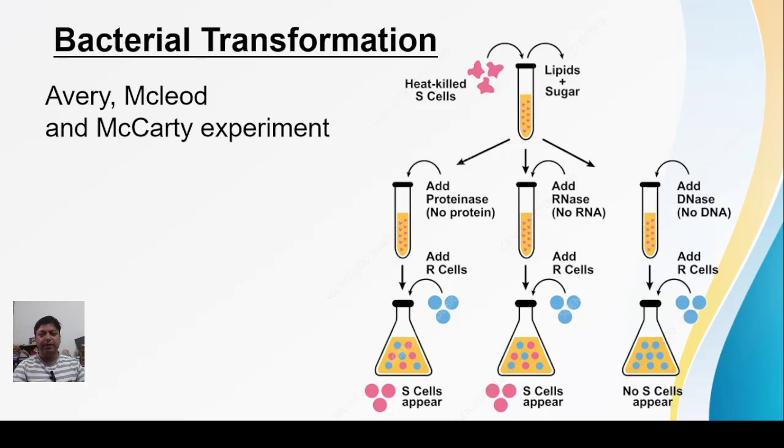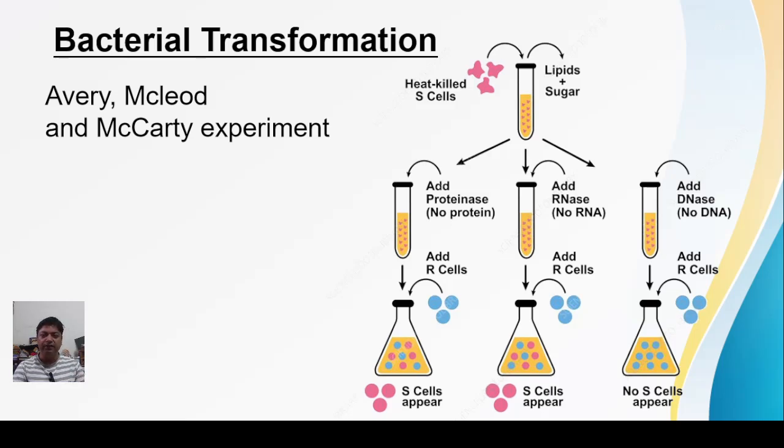In this experiment, the heat killed S cells that were known to be causing the conversion of R cells into S cells were taken in a test tube, and from this, lipid and sugar content was extracted out. Now, there were three types of components present in the mixture in the test tube. These were the proteins, RNA, and DNA. This test tube content was divided into three parts, three samples.